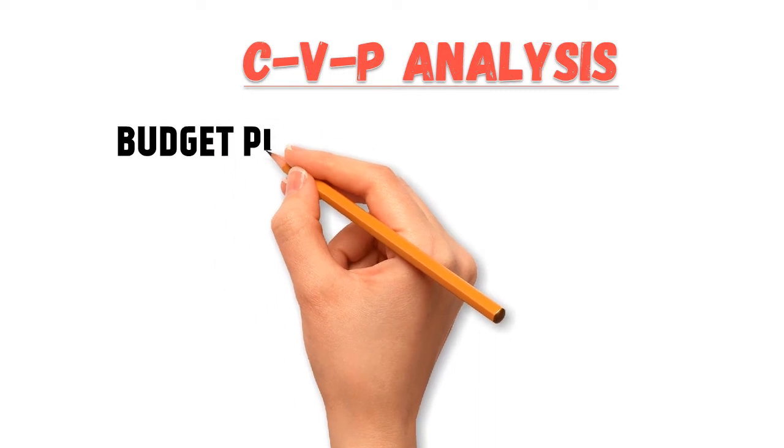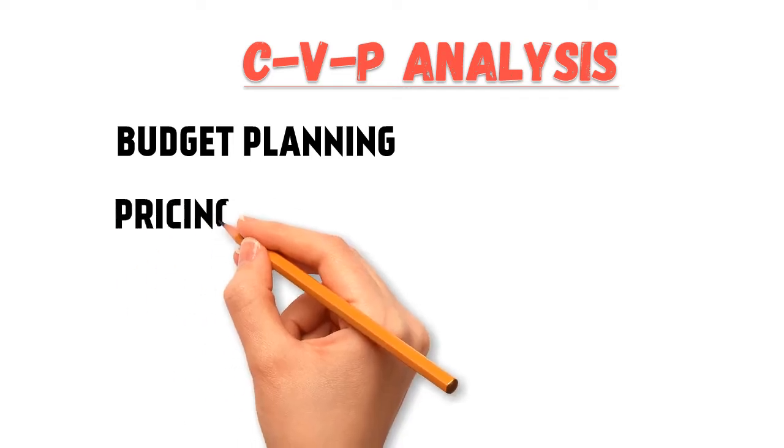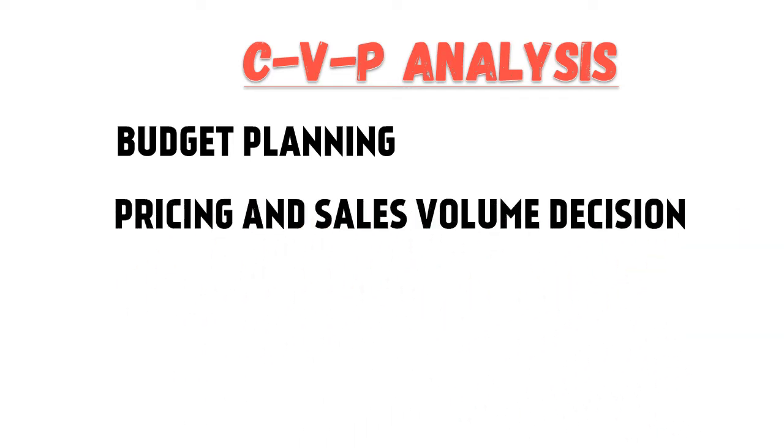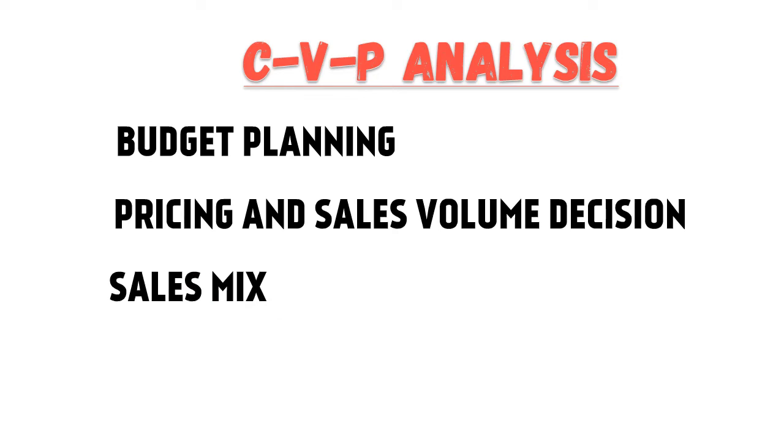CVP analysis could be helpful in the following situations. First one, budget planning. That is to determine the sales volume required to make a profit. And second one is to make decisions regarding pricing and sales volume. And third one is determining the sales mix of different products. That is in what proportions each of the products can be sold.